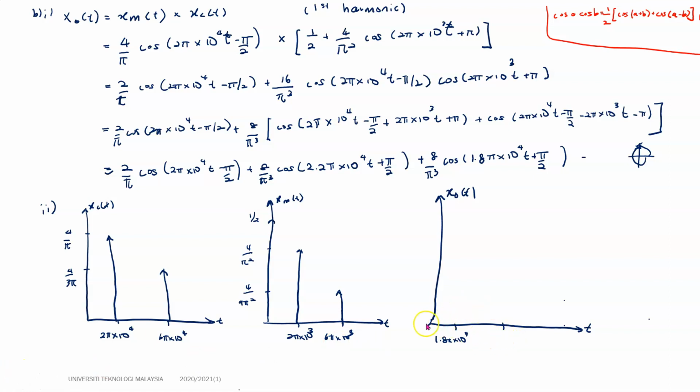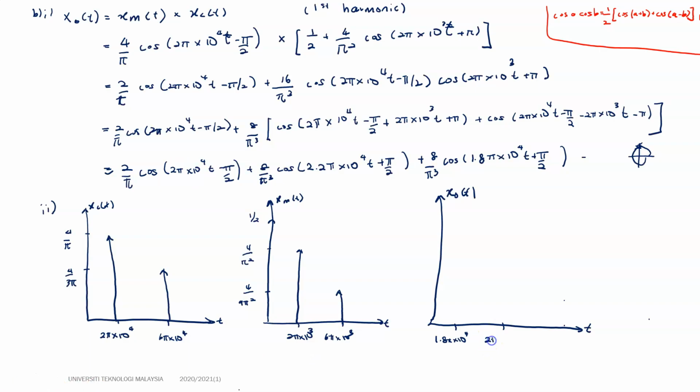Three components at 1.8 times 10 power of 4 t. This one, okay, the smallest one. Then we have 2 pi. This is pi, okay, times 10 power of 4. And then another one is 2.2, times 10 power of 4. And the magnitude here, the first one is 8 over 3 pi cubed. And then the second one is 2 over pi. And finally 8 over pi cubed.